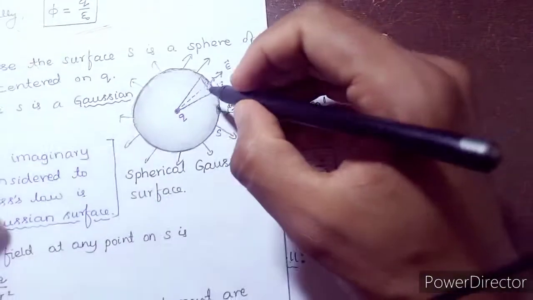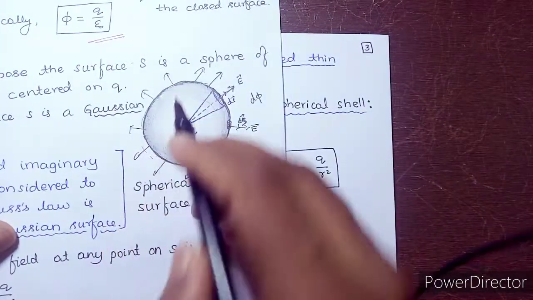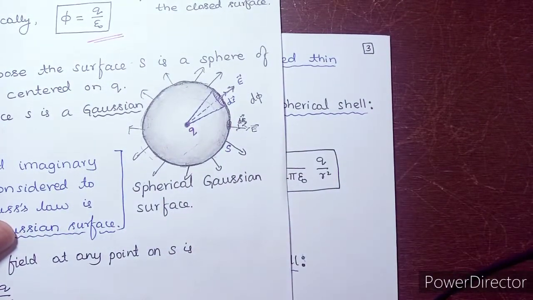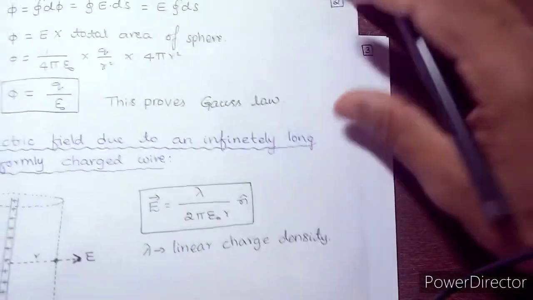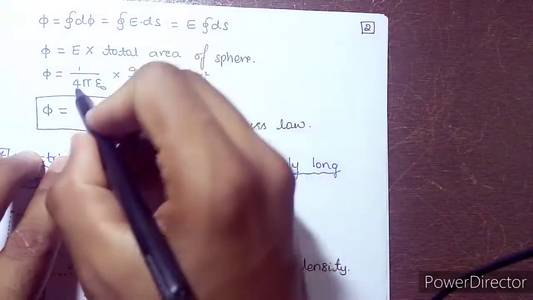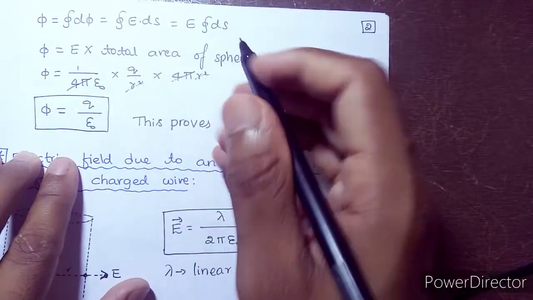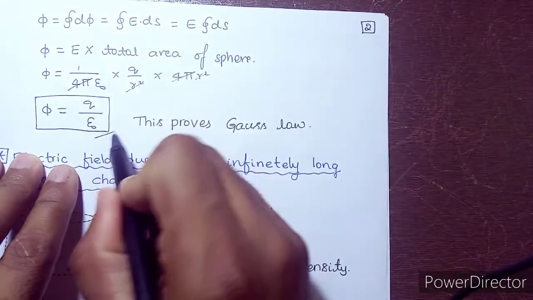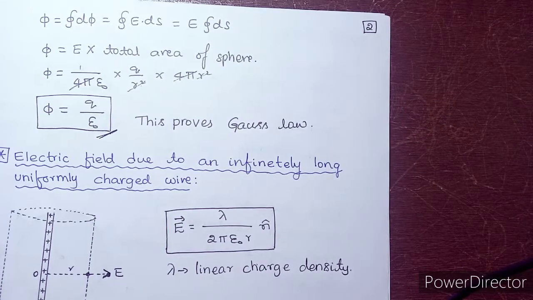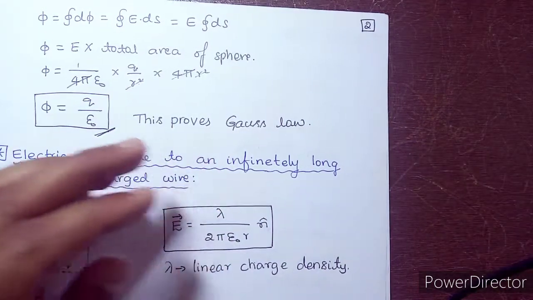And what is ds? ds is a small area, and S is the total surface area of this sphere, the whole surface area of the sphere. We know the formula for the surface area of the sphere: 4 pi r square. So here 4 pi r square will cancel with this 4 pi r square. 4 pi and 4 pi cancel out, and r square and r square cancel out. So we will have q by epsilon naught. This is Gauss law. So this is the proof, or the explanation we consider for proving Gauss law, right? So what is Gauss law?